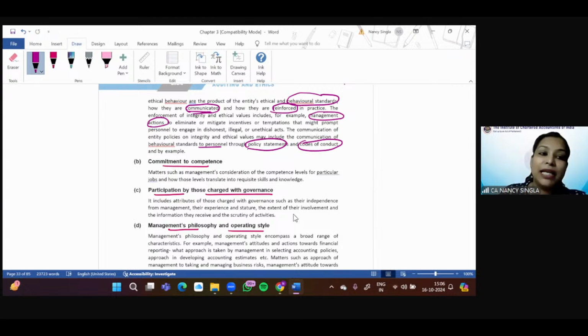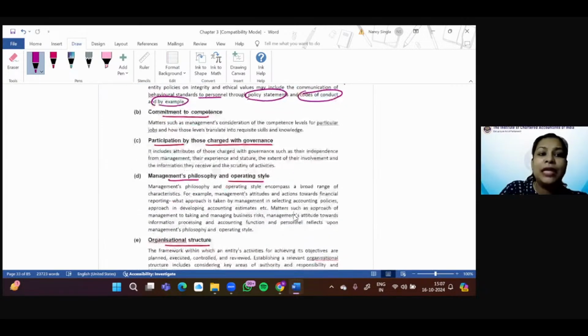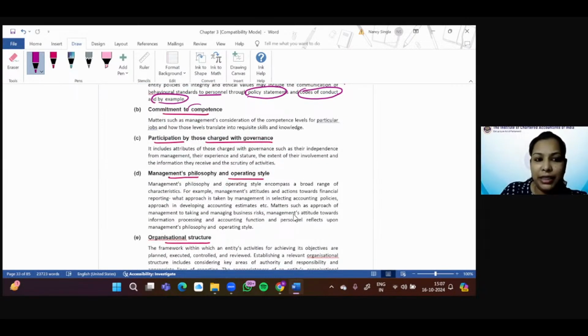And by example. Example means the way I told you, the example of traveling bills, that if the higher authorities are following the internal control, chances are that it will be operated effectively throughout the organization. Is it clear? Then there is commitment to competence.